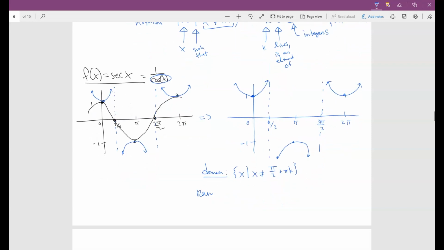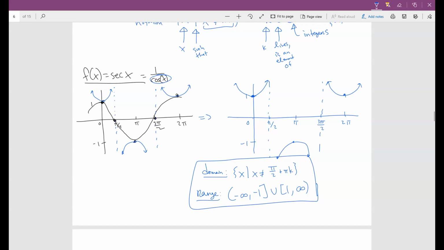And here the range is basically the same as before. Negative infinity to negative 1, union 1 to infinity. Again, don't worry so much about the domain just yet. We'll talk about the domain later. All right, so that's the secant curve.